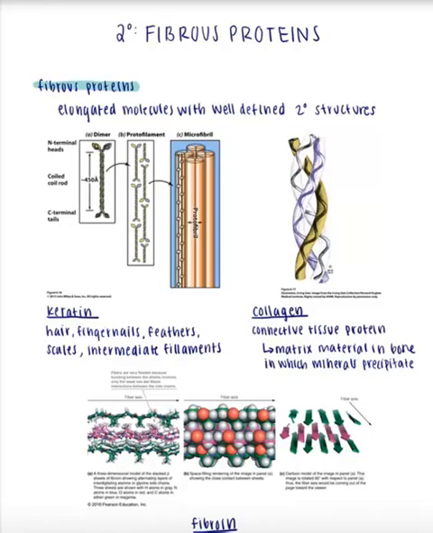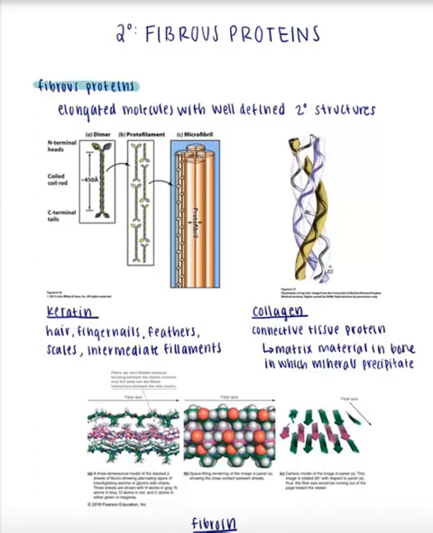So some proteins really only need to go as far as the secondary structure, and those are what we call fibrous proteins. So they're going to be elongated molecules that have really well-defined secondary structures. They tend to have a structural function, and that's why they don't really need anything more than this rigid type of shape. Some examples are keratin, which you find in like your hair, your fingernails, things like that.